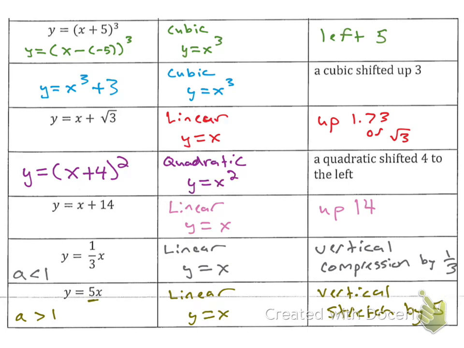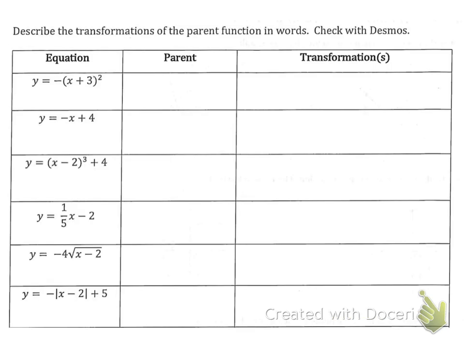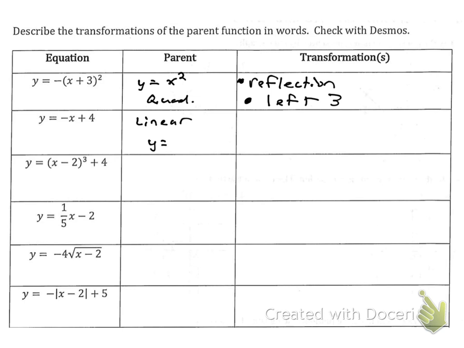All right, here we go. First function, what's the parent? Quadratic. What would the transformation be there? A reflection and left 3. Left 3. I told you, Jackson. Minus a negative 3. All right, the next function? Linear. All right, and then what's that negative mean? Reflection. Up 4. Good, and up 4.